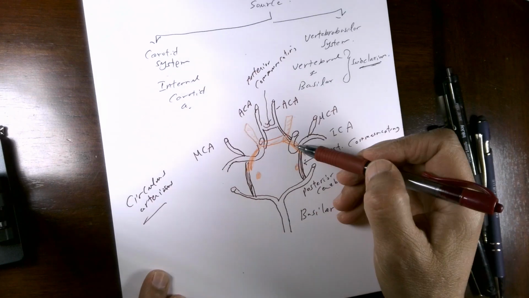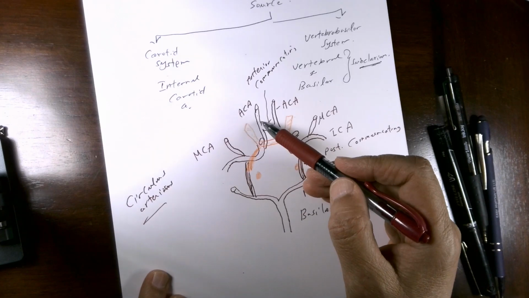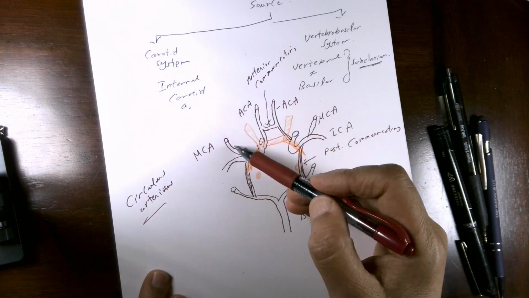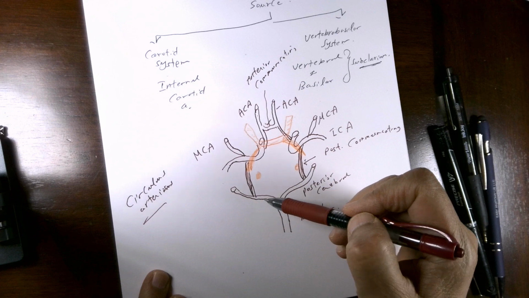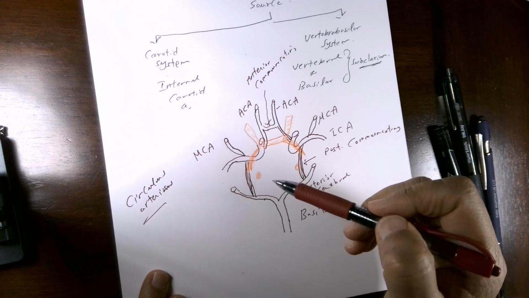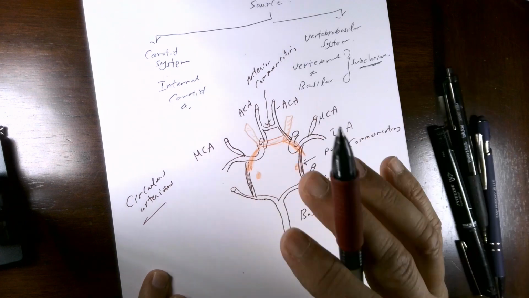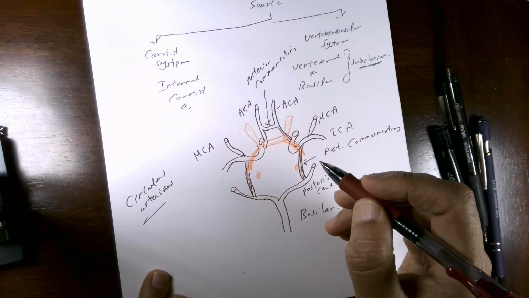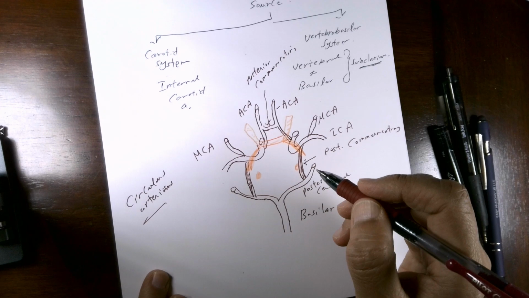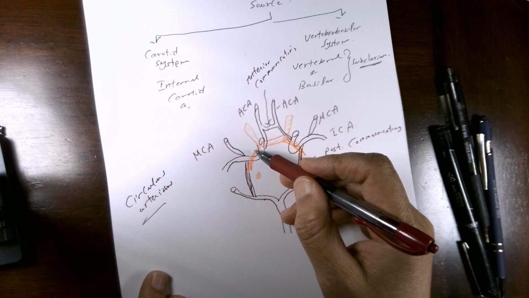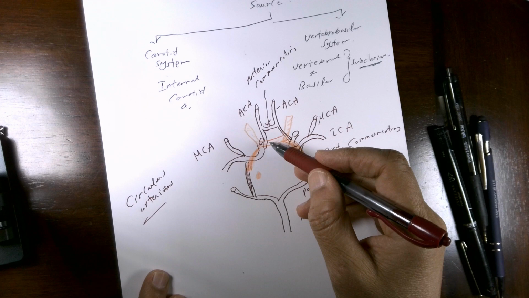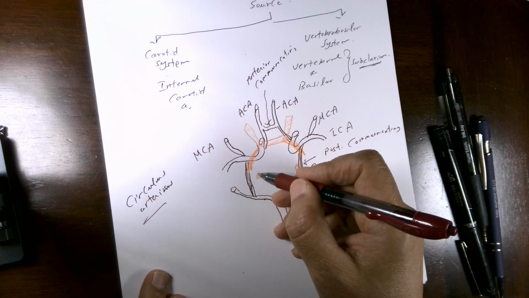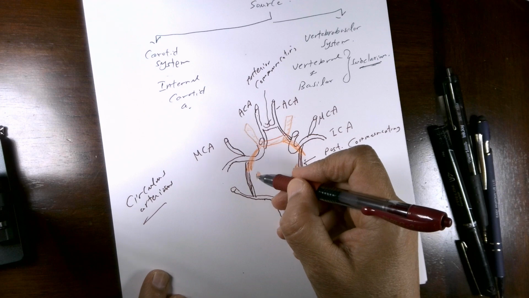When we talk about the three major branches which are going to the brain, the anterior, the middle, and the posterior cerebral arteries, usually there are cortical branches which supply the cortical centers of the brain, and there are perforating branches. Those perforating branches are perforating the anterior perforated substance, which is located here next to the optic chiasma, and the posterior perforated substance, which is next to the mammillary body.